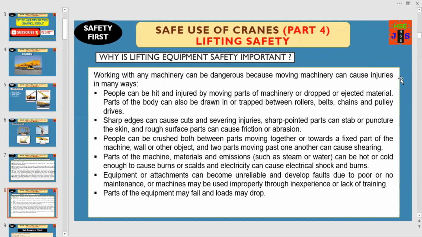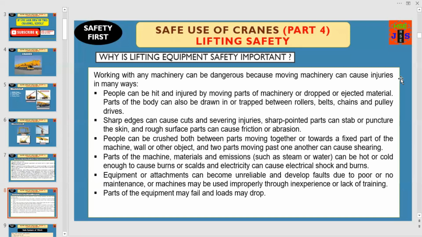People can be crushed both between parts moving together or towards the fixed part of the machine, wall, or other object, and two parts moving past one another can cause shearing. Parts of the machine, materials, and emissions such as steam or water can be hot or cold enough to cause burns or scalds, and electricity can cause electrical shock and burns.